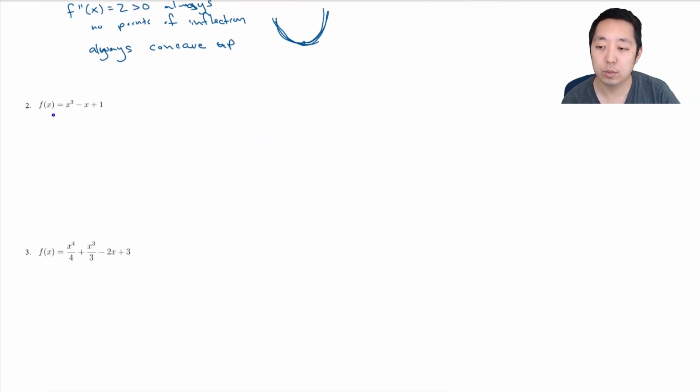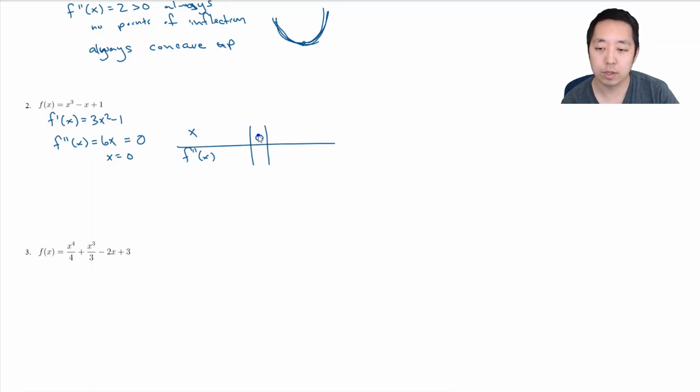Okay, let's look at this one. First derivative is 3x squared minus 1. Second derivative is 6x. Now sometimes this is going to be positive, sometimes negative. The transition point is when it's equal to 0, so that's x equal to 0. At x equal to 0, the second derivative is definitely 0. So we make a little line where I say, at 0, the second derivative is 0, and then consider when x is less than 0 or x is greater than 0.